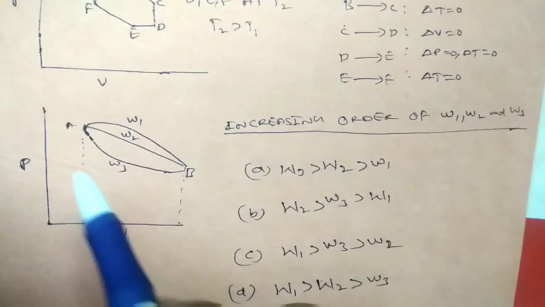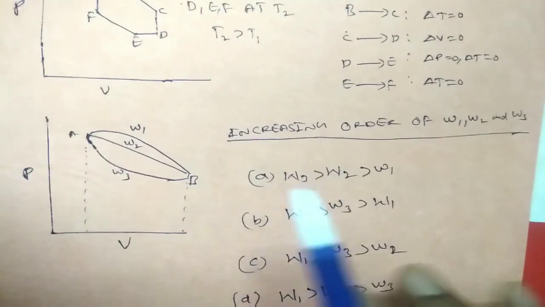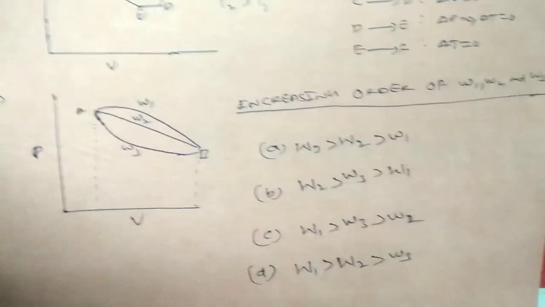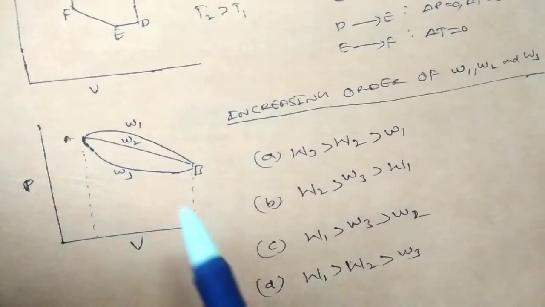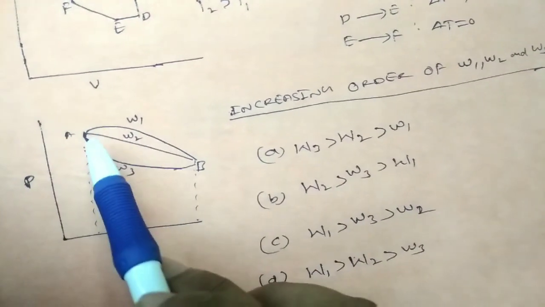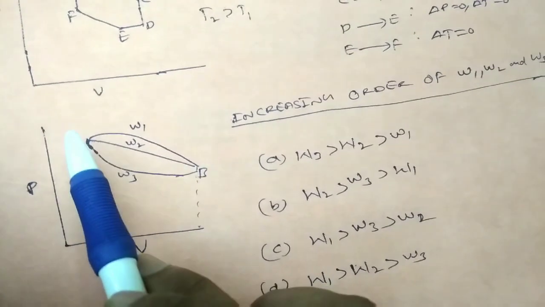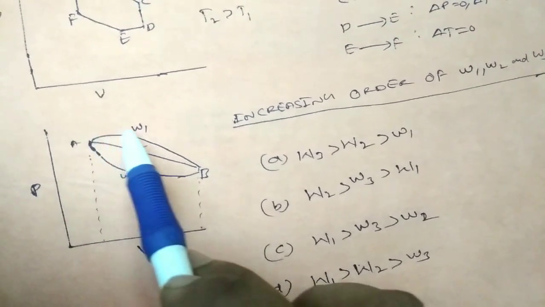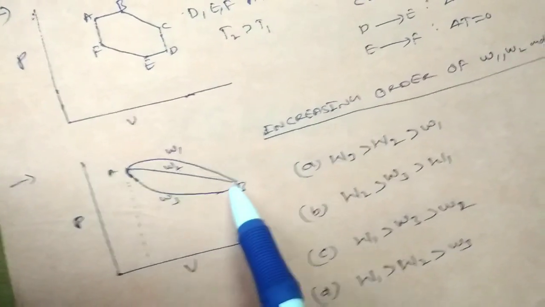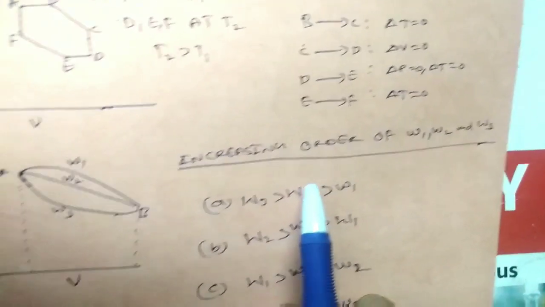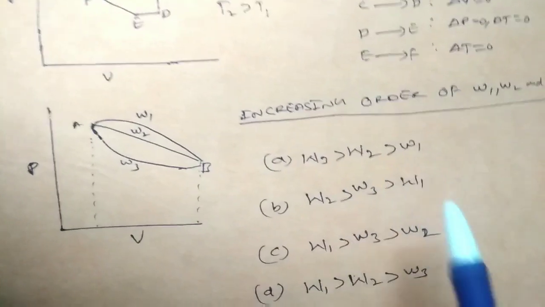Okay, and the reaction can take place in three ways. So in order to reach B from A, you can take this path, or you can take this straight line path, or you can take this path. Okay, so this is the question given.